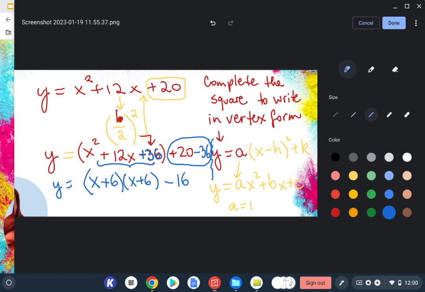You may wonder, why are we doing this? I still don't know why. Yeah, you do. So that you can see the vertex. Check it out. You're like, no, I don't see the vertex.